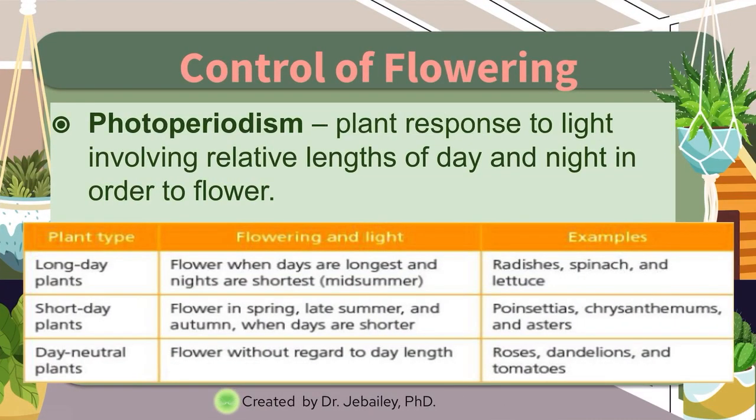Now let's talk about controlling of flowering. When you talk about controlling flowering, it's called photoperiodism. What does photoperiodism mean? The photo here is basically we're talking about the light that is hitting.